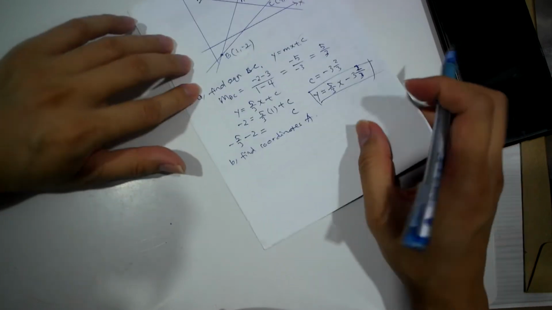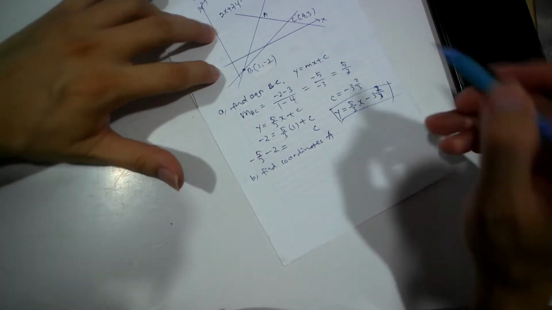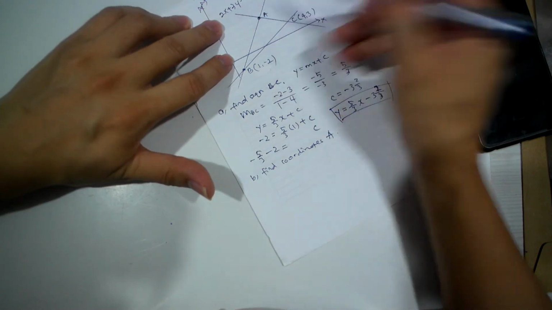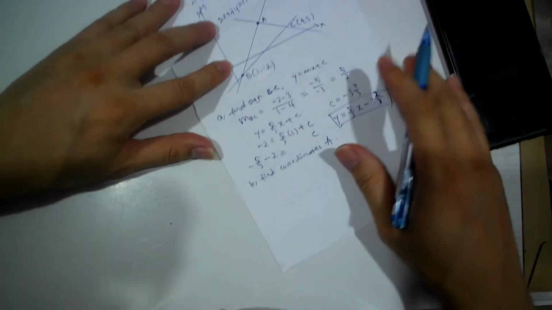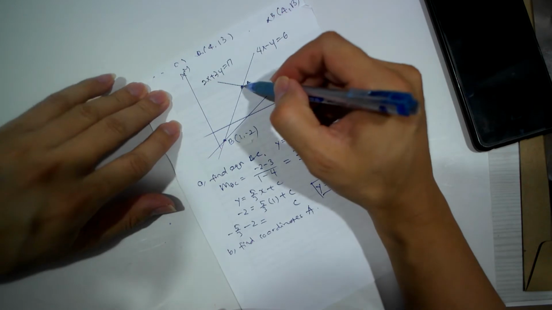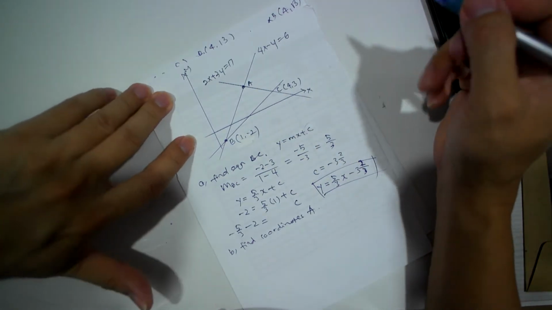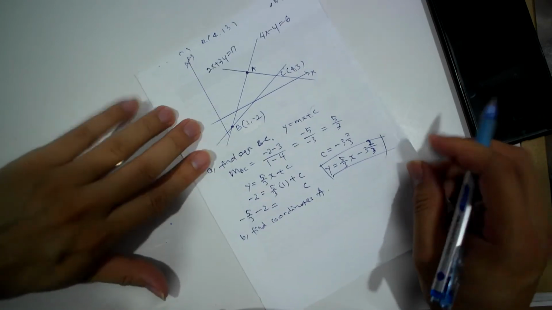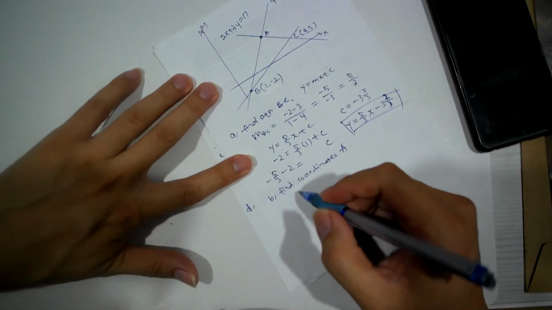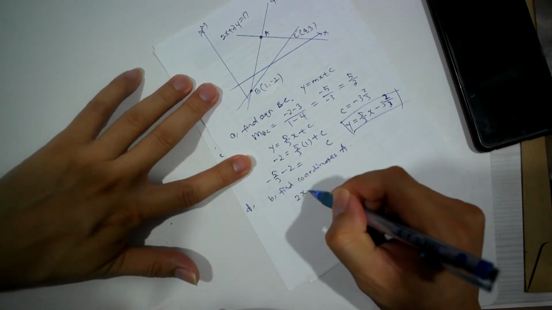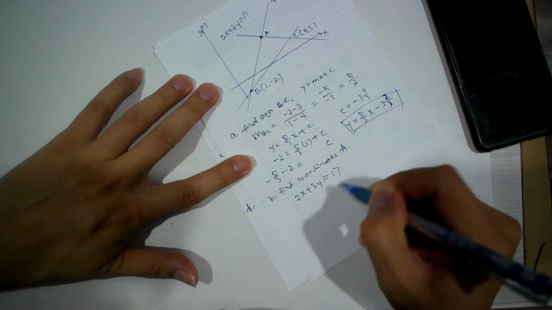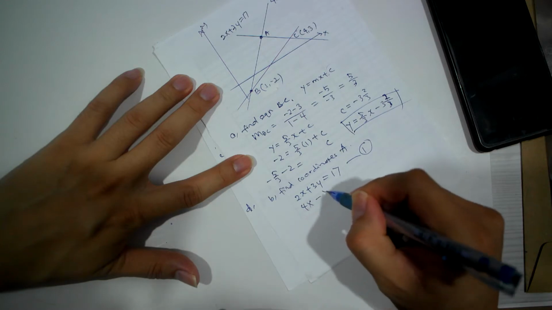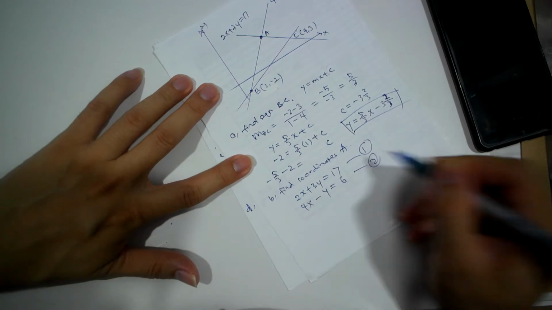Okay, the next one is, given that these two equations here, we need to know what is the value of a. We need to know the value of a, which is the coordinate of A, by using what? Simultaneous equations, right? Remember, you can use the algebra way to solve it. So let's say you have this and put it as equation 1, and this one is 4x minus y equal to 6, put it as equation 2.